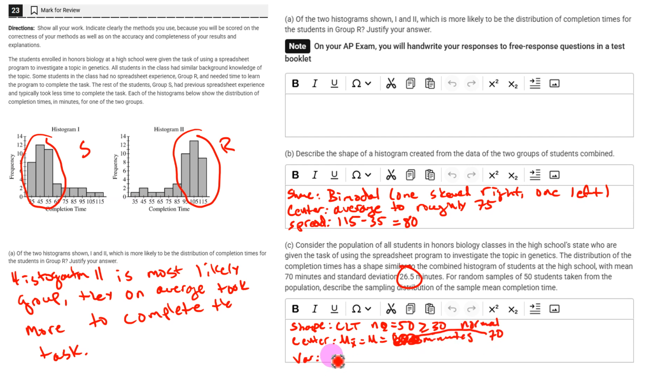So the standard deviation of x bar would be the standard deviation over the square root of the sample size. That's 26.5 divided by the square root of, what was our sample size? 50. And I can do that in my head and see that it should come out to 3.75 minutes. All right. Let's move on to 25.